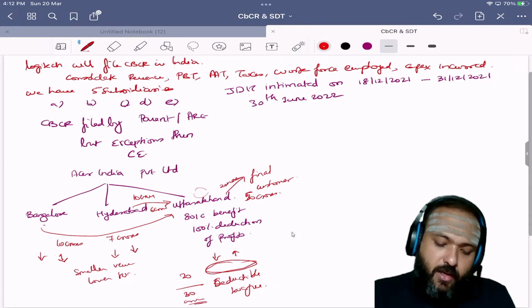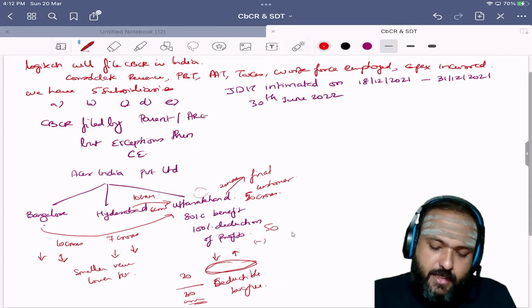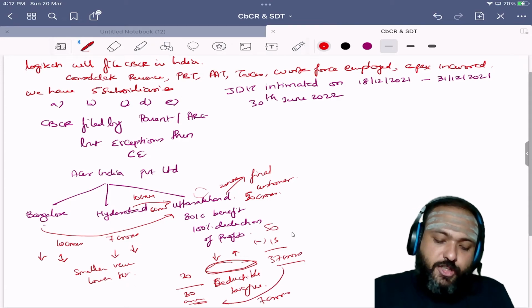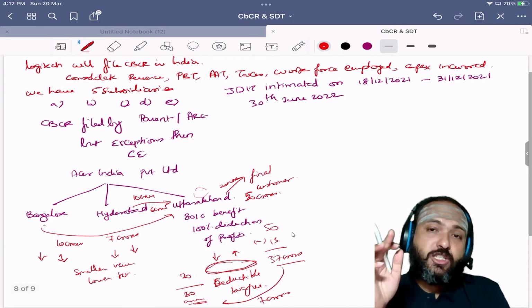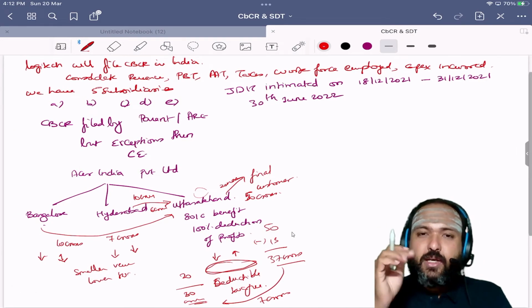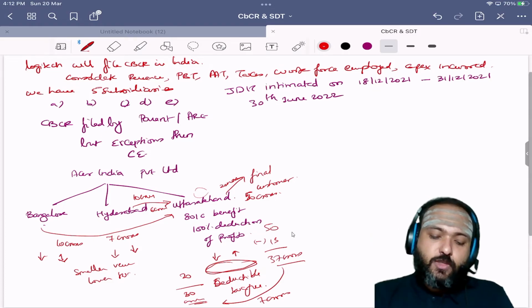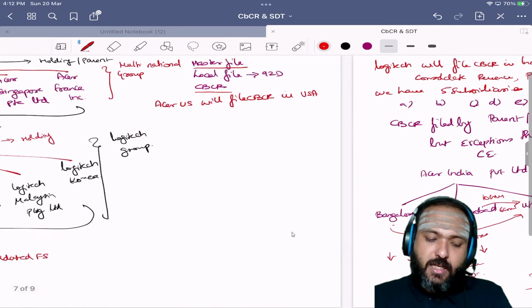But what have they done? 50 minus 13 crores, which is how much? 37 crores. So this 7 crores is an undue benefit. 7 crores is an undue benefit which is transferred from these two units to the third unit, the tax holiday unit, which is resulting in tax revenue loss for the department. That is why the specified domestic transaction is considered.